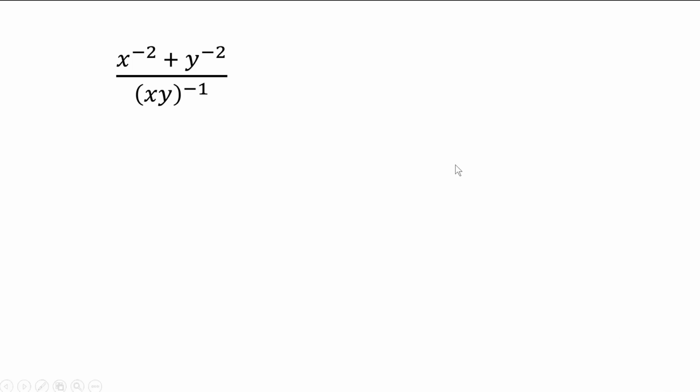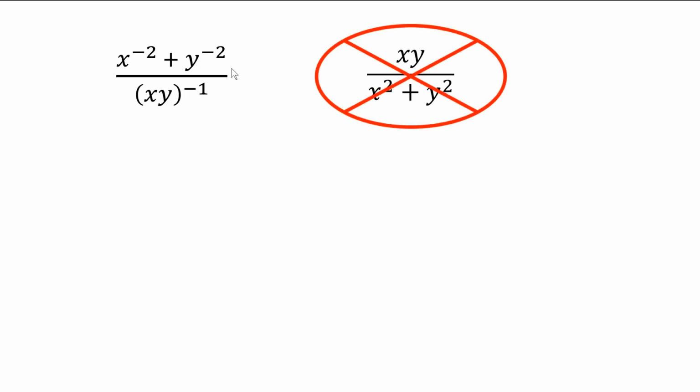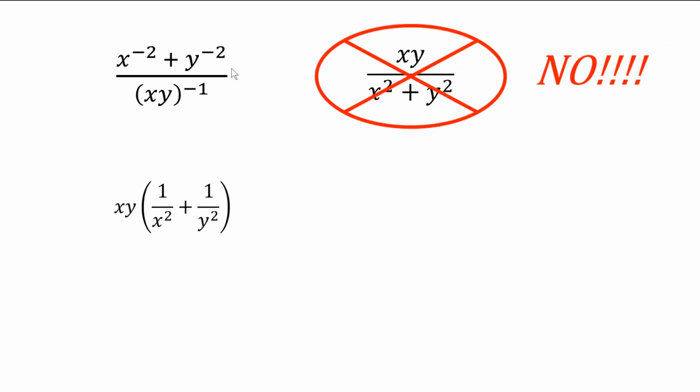And same thing with the y to the negative 2. You cannot move them that way. Well, I'm telling you, you can't do that. I put that there just so you know. You're not allowed to do that. You can't.